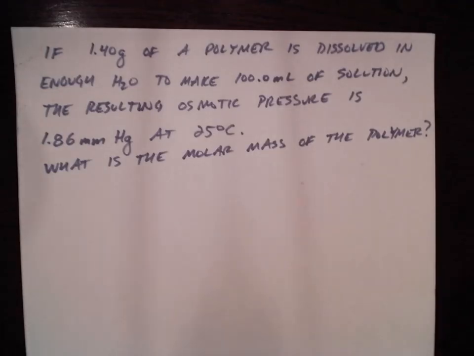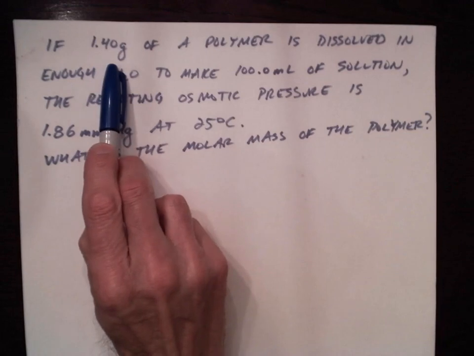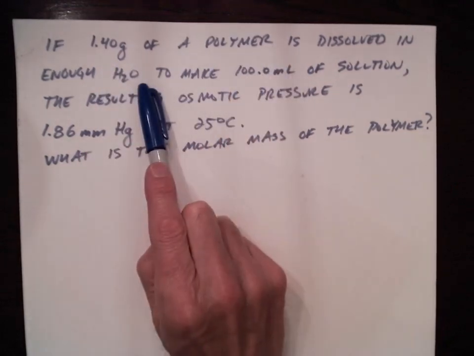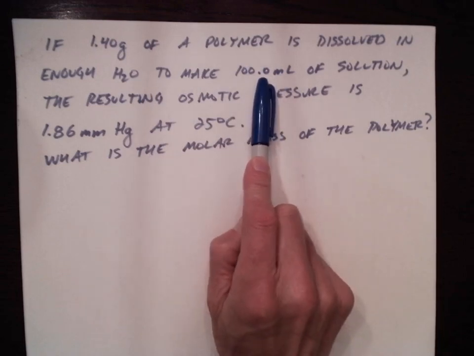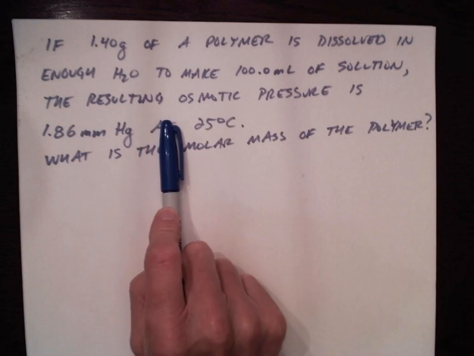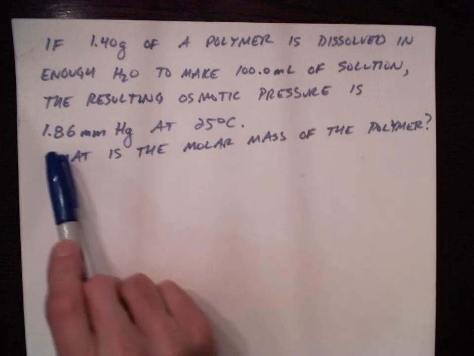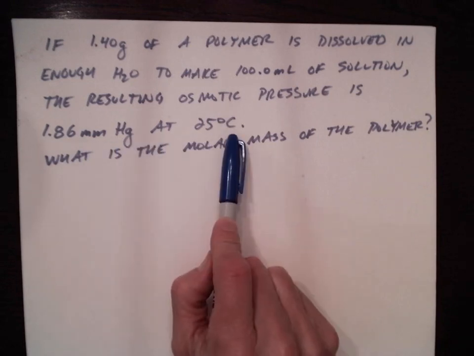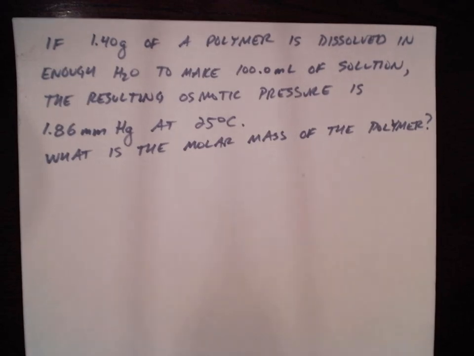Okay, here's our last problem dealing with colligative properties. In this case, we have 1.4 grams of a polymer dissolved in enough water to make exactly 100 milliliters of solution. The resulting solution exerts an osmotic pressure of 1.86 millimeters of mercury at 25 Celsius. And we need to figure out the molar mass of the polymer.